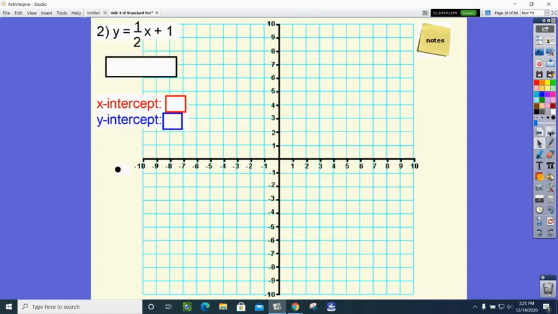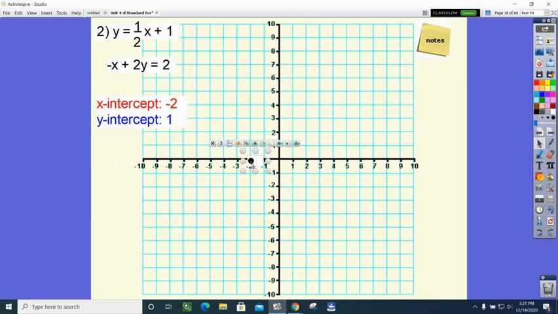Okay, let's do the same thing with number 2. We're going to multiply, remember, everybody by 2. We found the x-intercept. We found the y-intercept on the last page. The x-intercept, my point's got a little weird box there, so you know what? We're going to put the x-intercept right at negative 2.